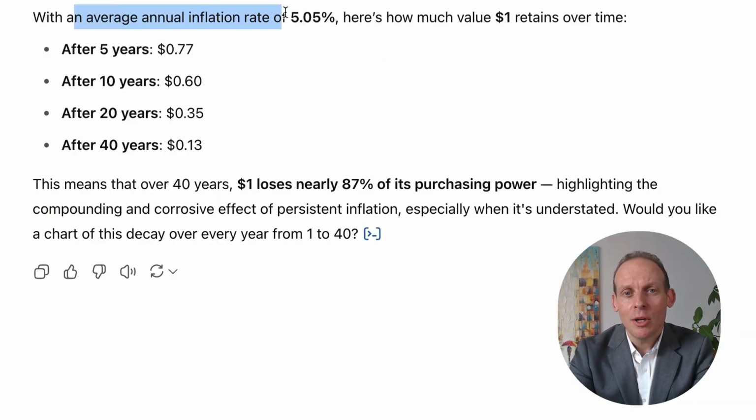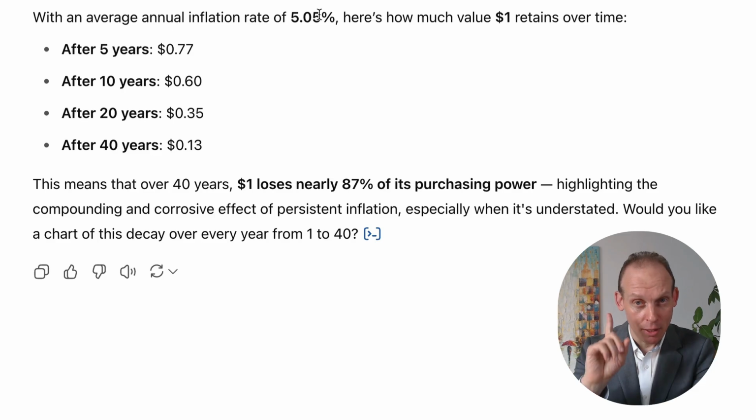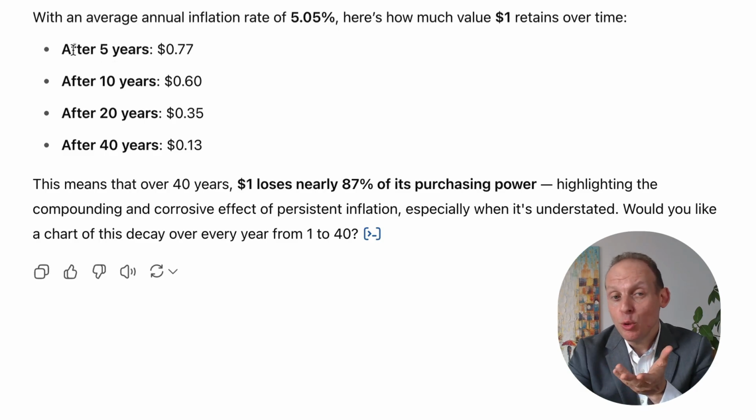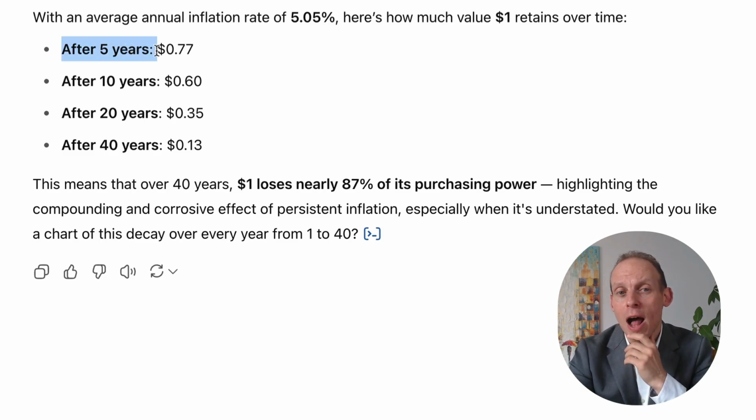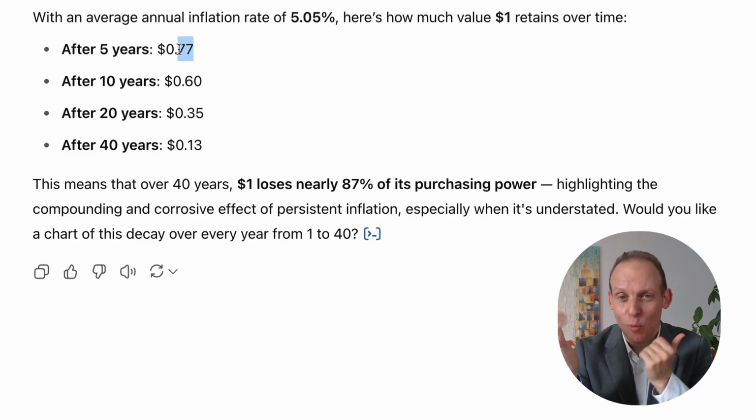ChatGPT says there's an average inflation rate of 5.05%. This is the real inflation rate. I'll show you that calculation in just seconds. And what happens to your dollar? After 5 years, the value of your dollar is only 77%. Obviously, after 1 year, it has just under 95%.